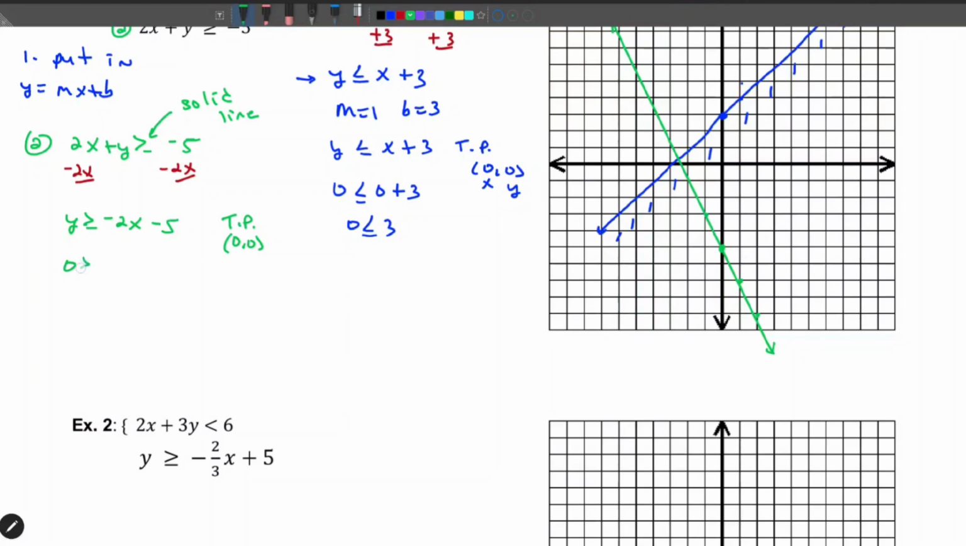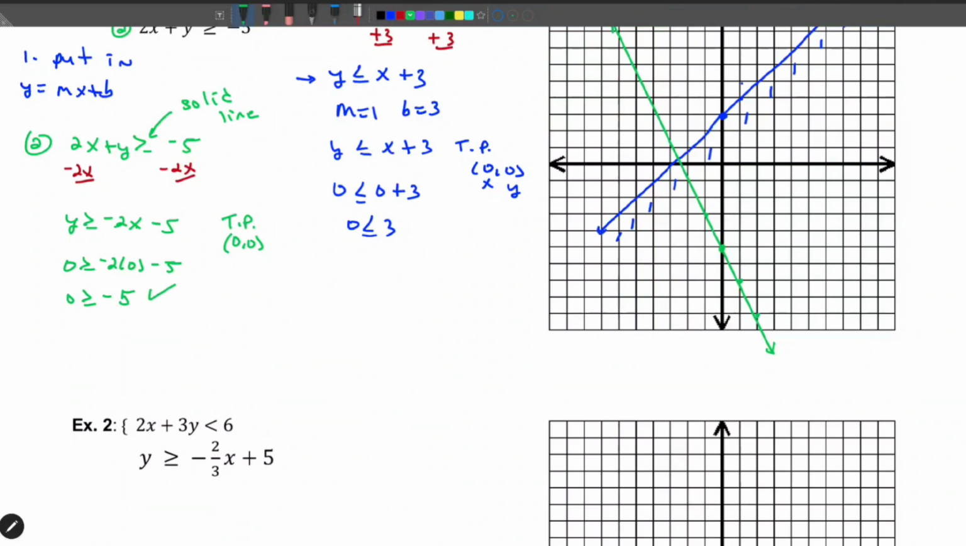We get 0 is greater than or equal to negative 2 times 0 minus 5. So that becomes 0 is greater than or equal to, negative 2 times 0 is 0, and 0 minus 5 is negative 5. So is 0, think about our number line, is 0 greater than negative 5?